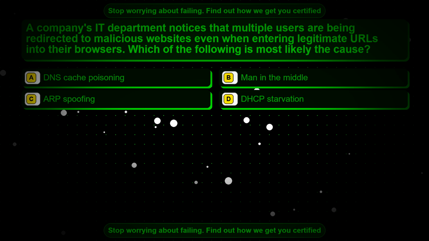Question 5. A company's IT department notices that multiple users are being redirected to malicious websites even when entering legitimate URLs into their browsers. Which of the following is most likely the cause? Option A, DNS cache poisoning. Option B, man in the middle. Option C, ARP spoofing. Option D, DHCP starvation.